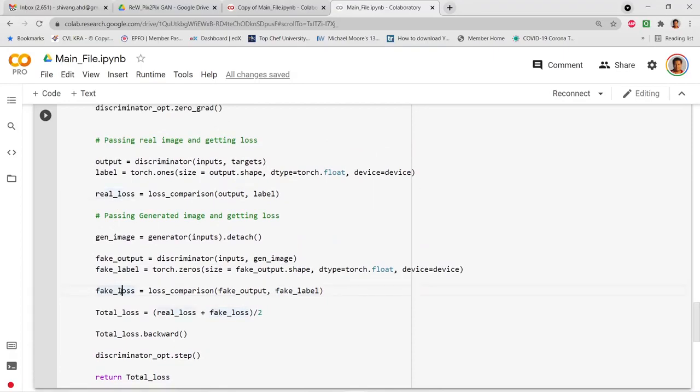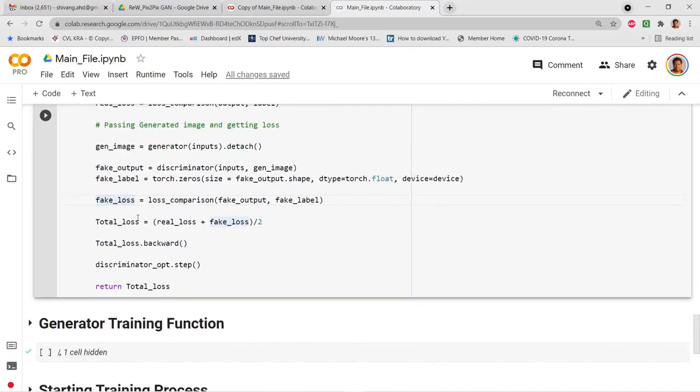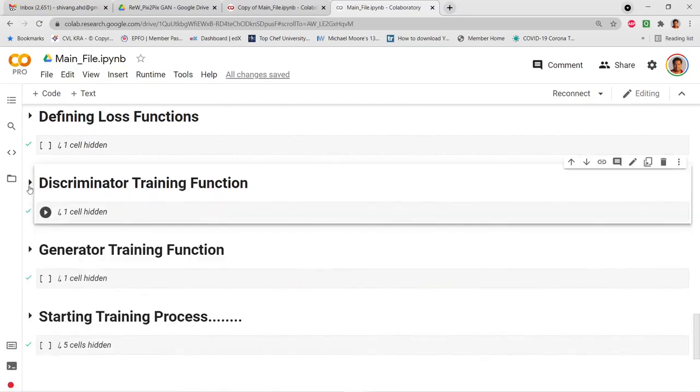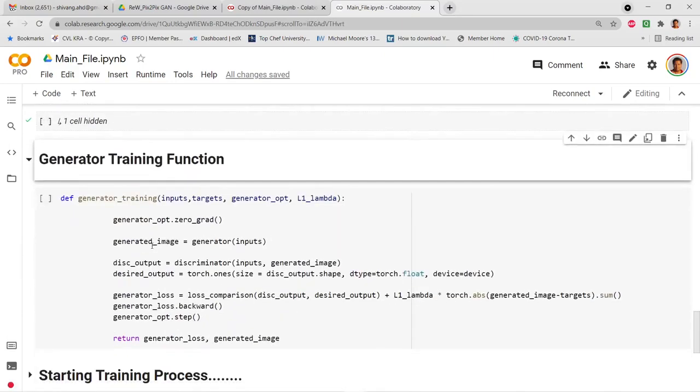The fake loss is from the fake image, or say the generated image, and the real loss is after giving the real targets. Then we'll take the average of this, pass it backwards, and then apply the optimizer. So this is all about discriminator training. This is generator training. Generator training is also simple.